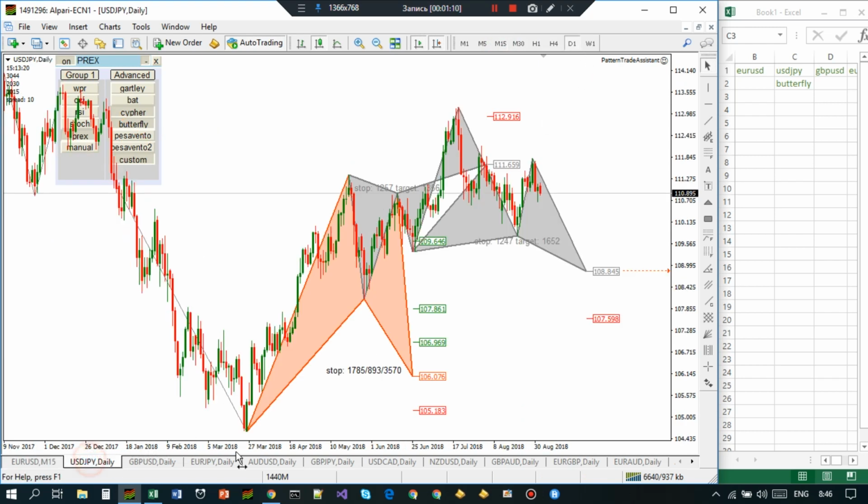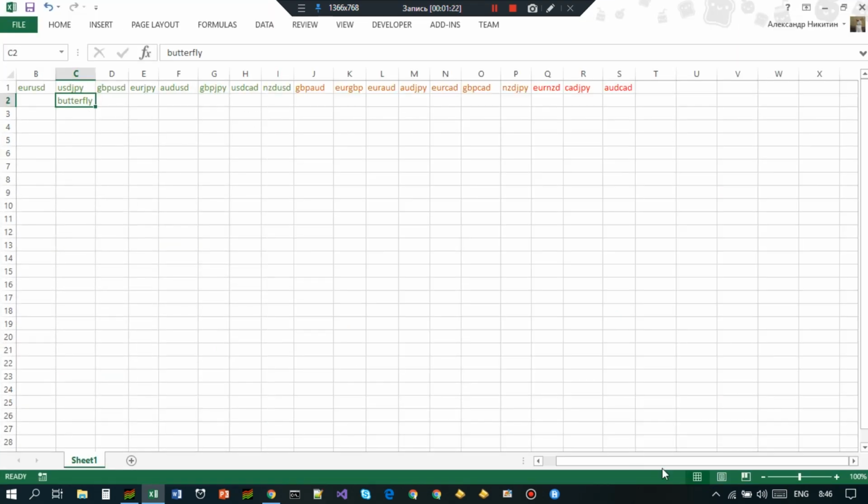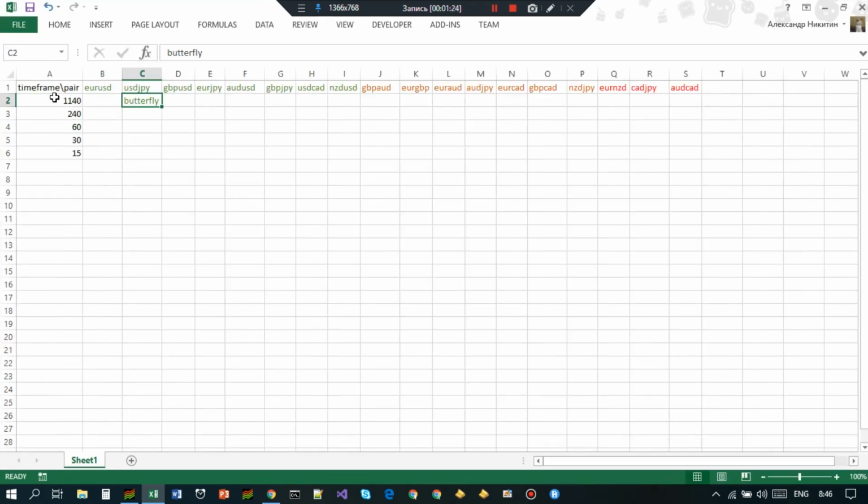Okay, switch to the next pair. Dollar yen, butterfly on daily. Okay, we have a butterfly on daily. I already have it in my watch list. I created this Excel spreadsheet. It looks this way. So here are time frames, here are my pairs.